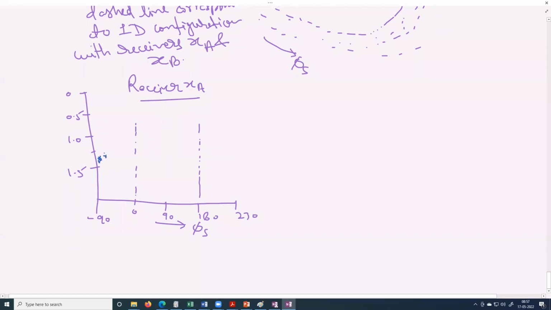So we can just make it so it will be maximum, and then it will start to reduce after 0, it will be minimum here and it will be maximum here at 180, and then again it starts to reduce. Okay, likewise you can make the response at XB.